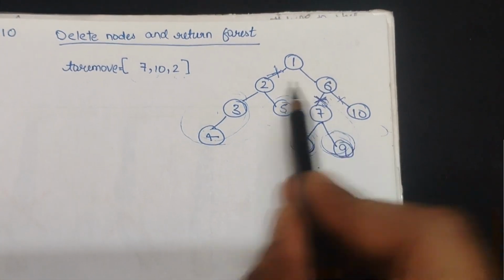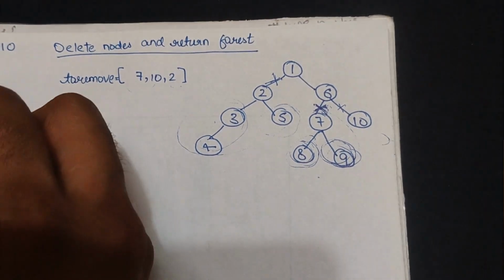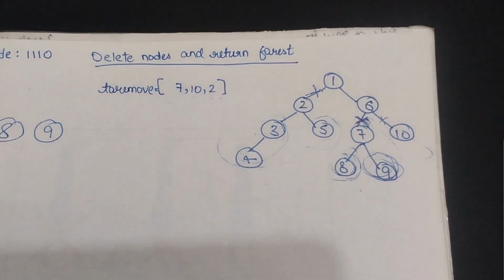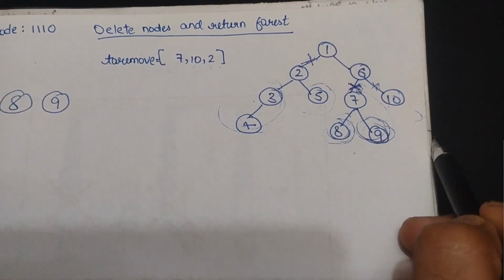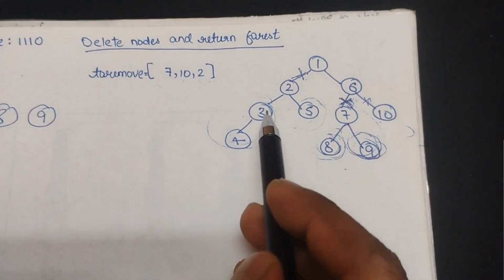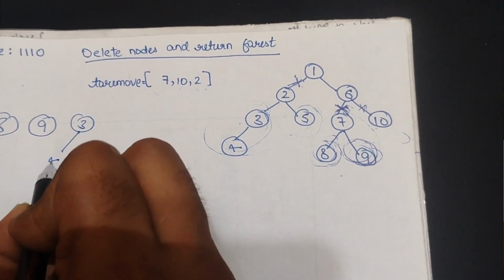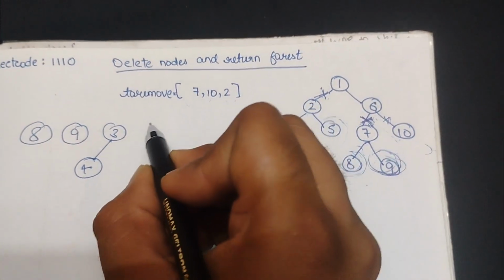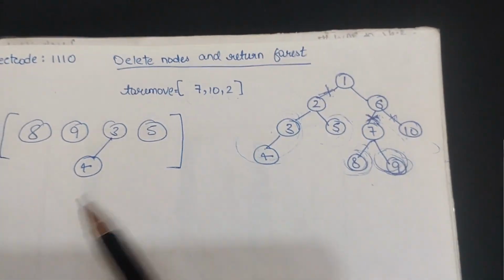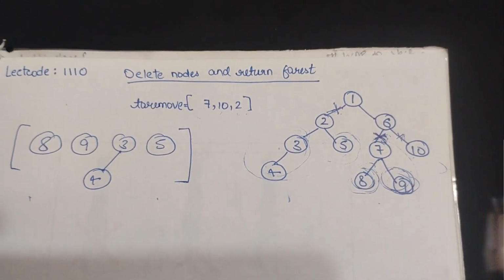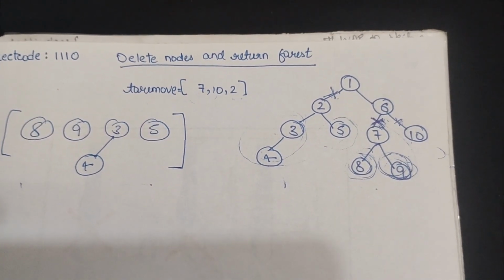We'll remove 7 first, so we see I have these two subtrees, and I'll return this 8, 9, right? Then after removing 10, there are no subtrees on the left and right. Then for removing 2, we have these two left and right subtrees, so I'll store this 3, 4. Then we have 5. So this is a forest, a collection of trees is called a forest. So this is the answer. Now we'll write the code for this and then do a quick dry run for better understanding.